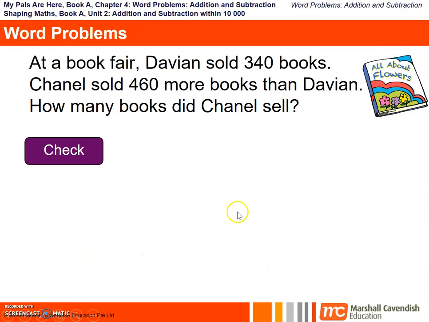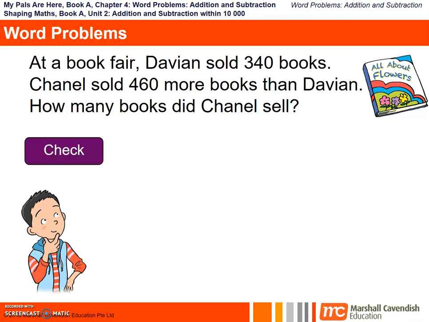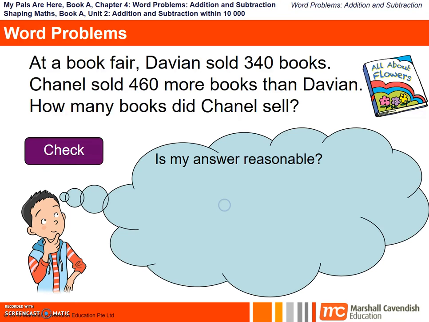Next up, we have check. Finally, when you finish your work, it's very important that you check and make sure that you've done it correctly. How do we do that? Well, start with: is my answer reasonable? Could 800 be a reasonable answer?